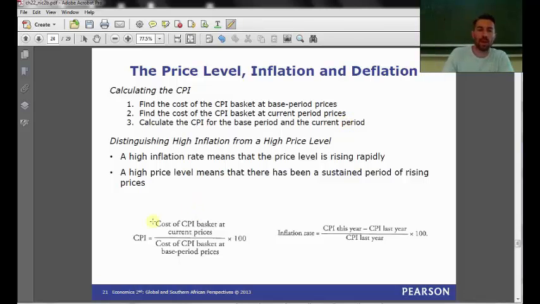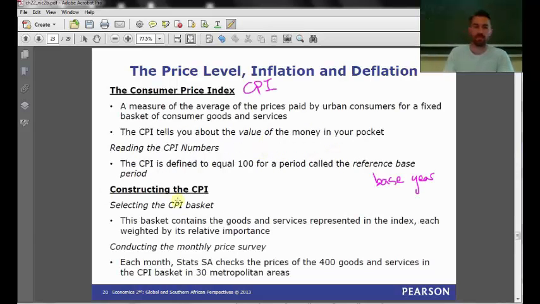So what does our CPI look like? Here's CPI, it's an index. It's the cost of your basket at current prices divided by the cost of that basket in the base year. And then you multiply it by 100. So obviously in your base year, what would your CPI value be? Well, it would be the cost of the CPI basket in the base year divided by the cost of the CPI basket in the base year times 100. So what would your CPI value be in your base year? CPI is 100 in the base year.